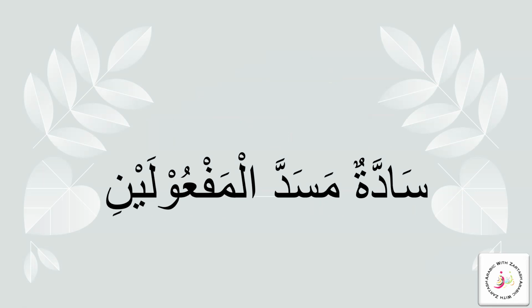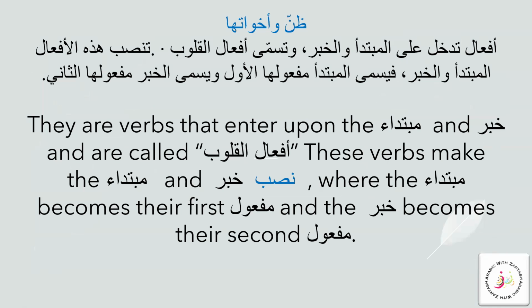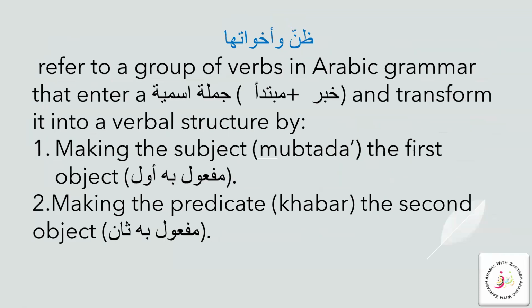We already learned about Fail Mudaddi Maf'ulain, that a fail can take two maf'uls. So this term will not be a difficult term for you. We also learned about zanna wa akhwatuha, that they are the verbs that can enter a jumla ismiya and they are called afalul qulub. Why? Because they change the status of the khabar and the mubtada, because they become nasab, where we can say that our mubtada becomes the maf'ul bihi awwal and khabar becomes maf'ul bihi sani.